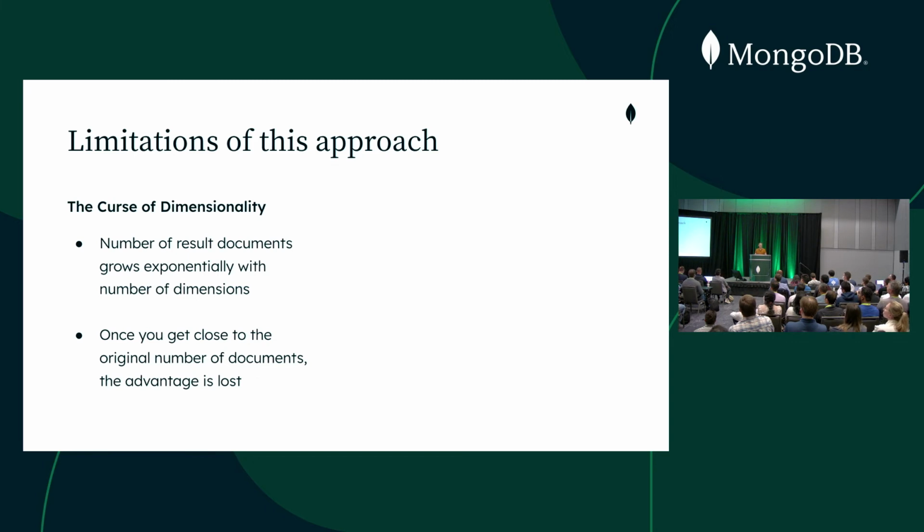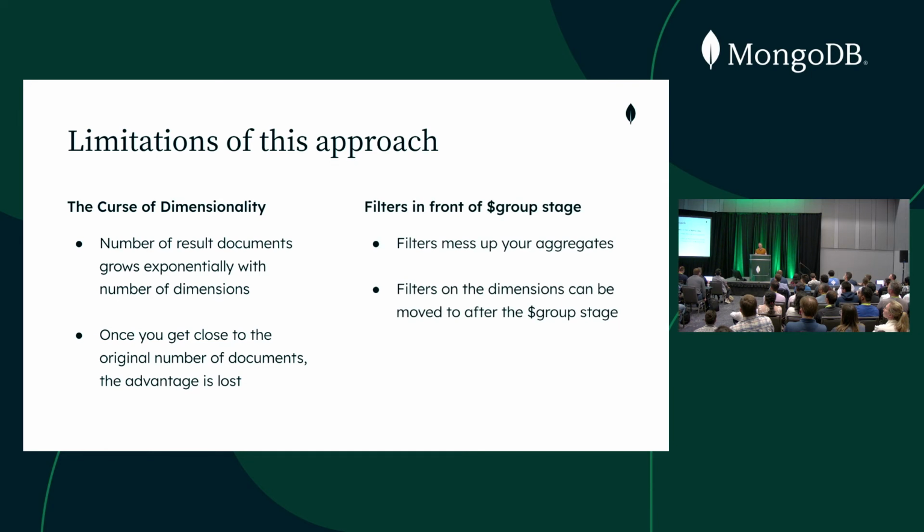Don't add dimensions that you don't need. And the other one is filters before the group stage. This cube was calculated without any filters. If you then add filters before the group stage, that messes up the aggregates, and they won't be correct. It's not as bad as it sounds. If these filters are on dimension fields, then it does work. You can then actually swap the match stage and the group stage, and everything will work fine. But if they are on different fields, on your measures or even on unrelated fields, then that may not work, and you may have to calculate a separate cube for your filters. So that's just two things to keep in mind here.